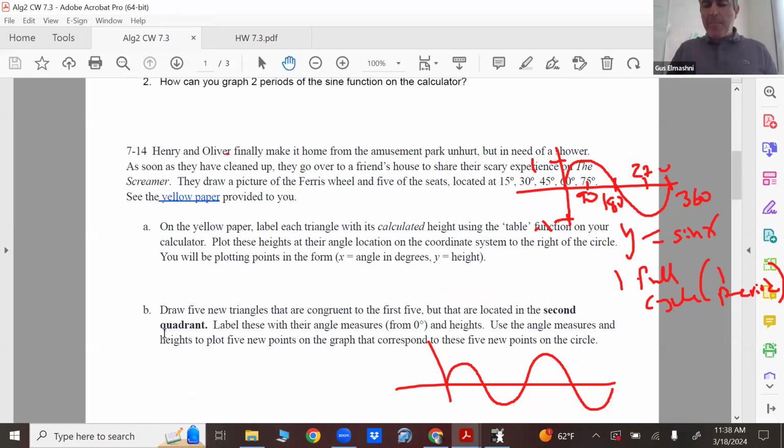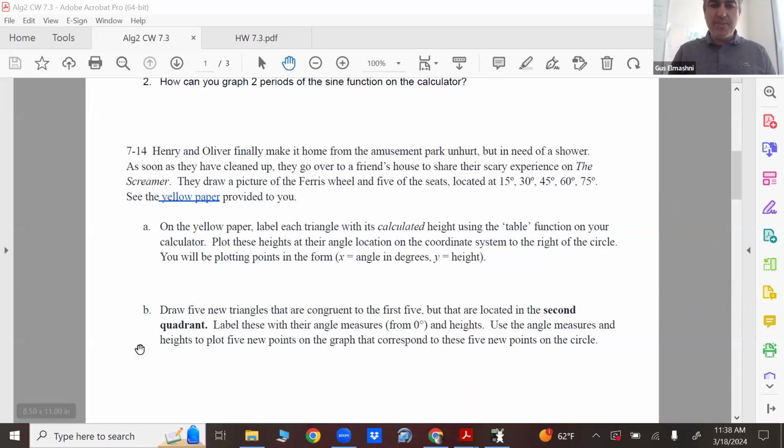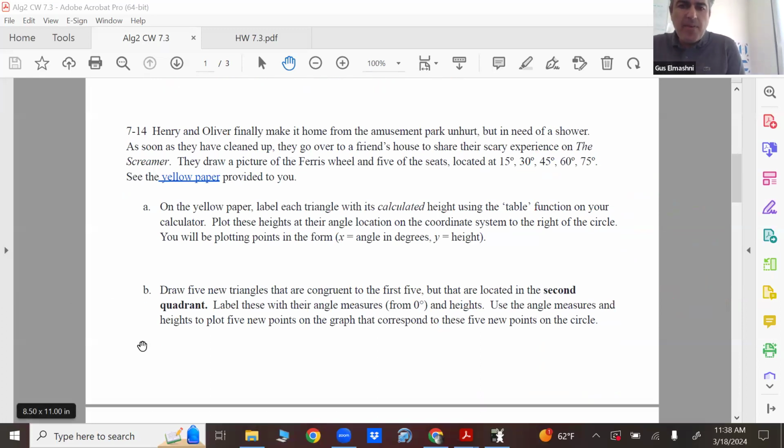We may not be able to do this one because I didn't prepare yellow paper for you guys. That's okay, let me just read it and see what we can do makeshift. Henry and Oliver finally make it home from the amusement park unhurt. That's great. But in need of a shower, fine. As soon as they have cleaned up, they go over to their friend's house to share their experience. On the screamer, they draw a picture of the Ferris wheel and 5 of the seats, at 15, 30, 45, 60, 75. See the yellow paper provided to you. Don't worry about that. On the yellow paper, label each triangle with its calculated height using the table function on your calculator.